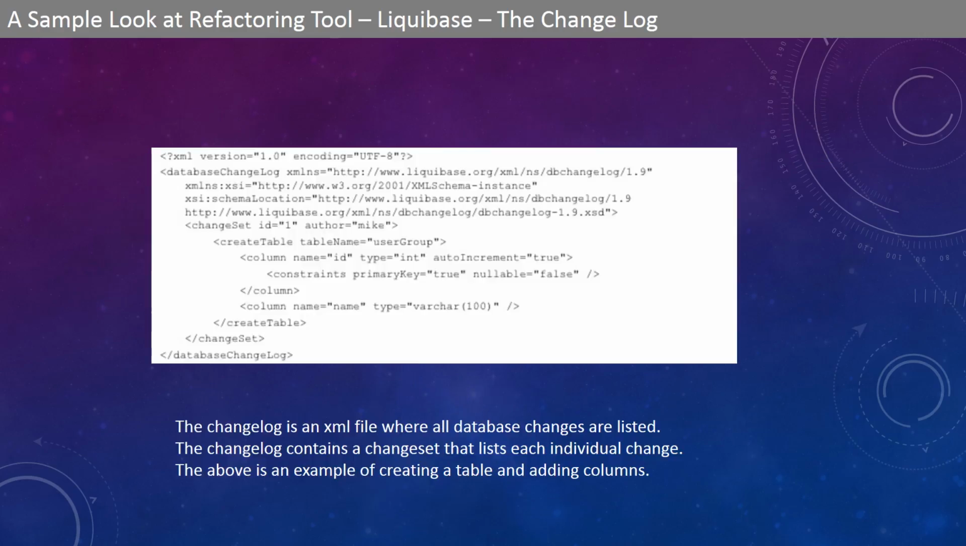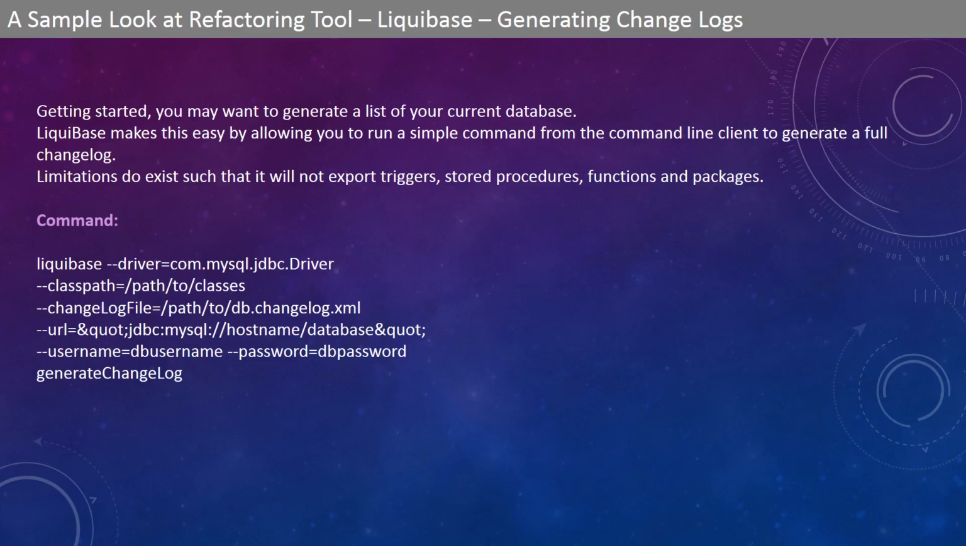This is how your XML file looks like. If you see, there is a create table name, what the column names are, and this is one change set within a change log. So this change log is an XML file which can now be applied to any database, not only Oracle or something. So that's the beauty of XML files.